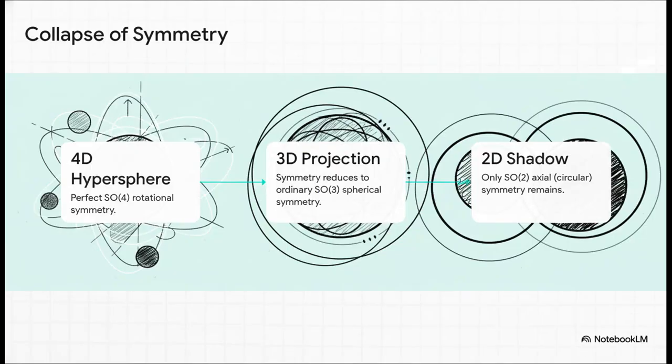So what you're seeing here is this kind of dimensional collapse in action. As we project that perfect hypersphere down from 4D to 3D, it loses some of that magic. It becomes just a regular old sphere. Then, when we flatten that sphere into a 2D shadow, it loses even more, leaving only the simple symmetry of a circle. You see? With each step down, a layer of its complexity, of its perfection, is just forgotten.